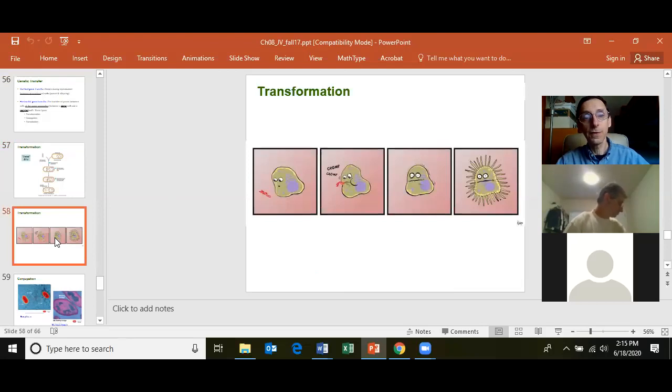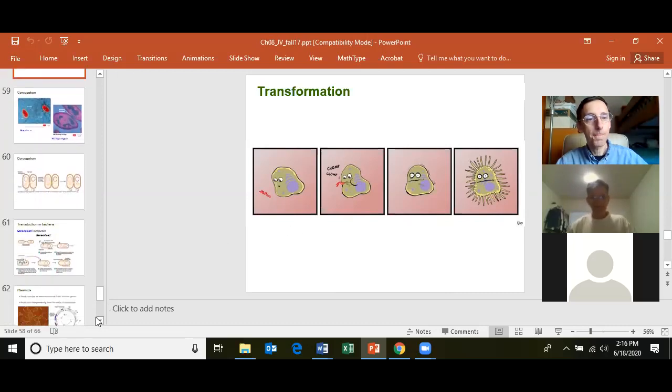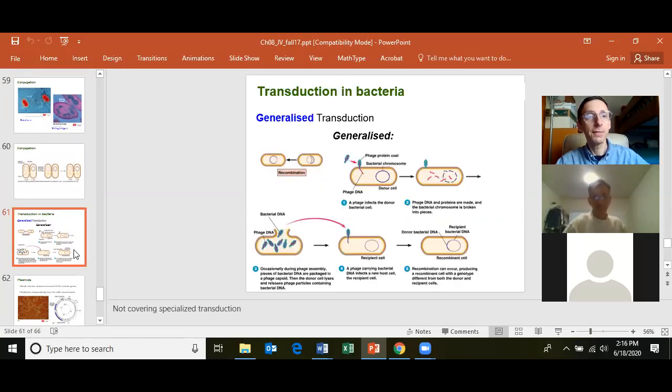All right, I have a cute little picture of transformation. A cell sees a piece of DNA and brings it inside, gets some indigestion. The genes are expressed from this DNA, and then the cell is transformed. Any questions? All right, let's move on to transduction.